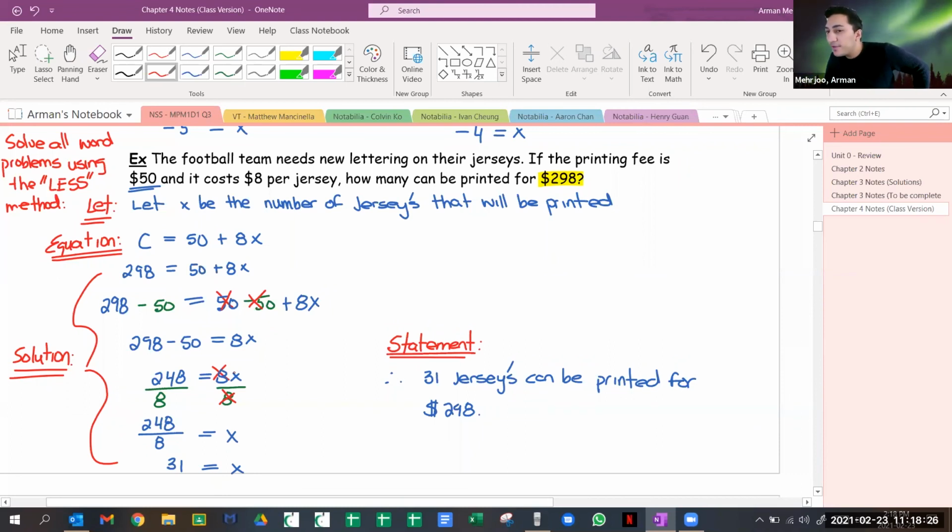So every time you guys are solving a word problem, I want you guys to use this same method to solve your word problems. You need a let statement, you need an equation, you have to solve and find a solution, and I need a therefore statement. That's how you get 4 out of 4 marks, level 4, 100%, whatever you want to call it.